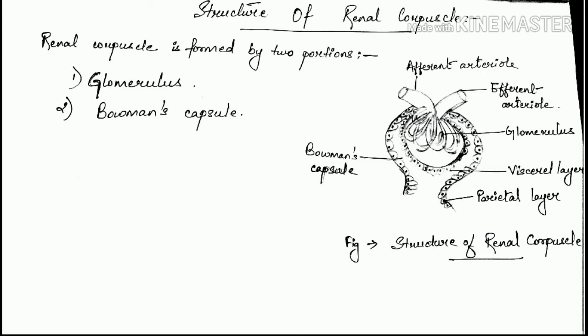Glomerulus is a tuft of capillaries enclosed by the Bowman's capsule. It consists of the glomerular capillaries interposed between the afferent arteriole on one end and the efferent arteriole on the other end.